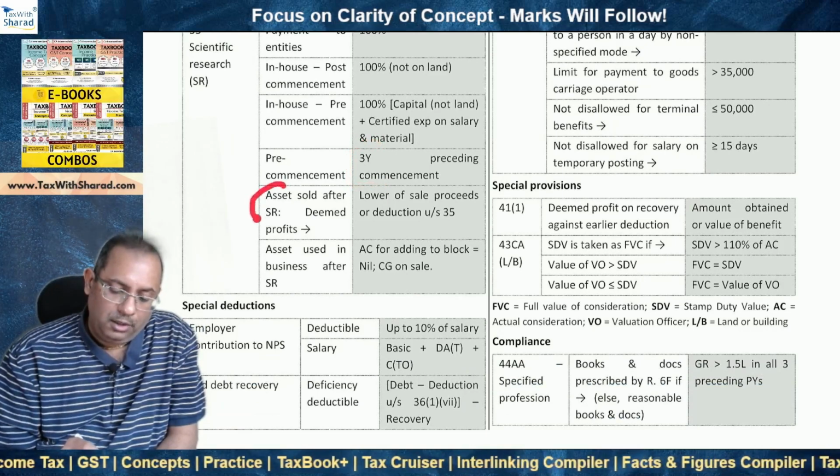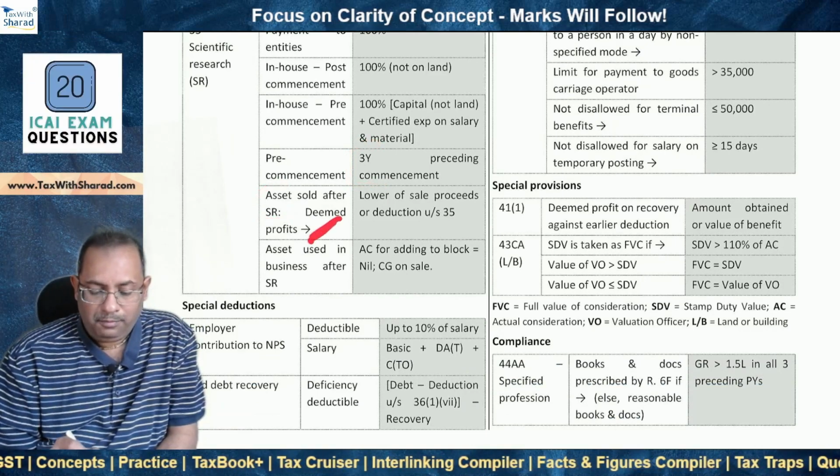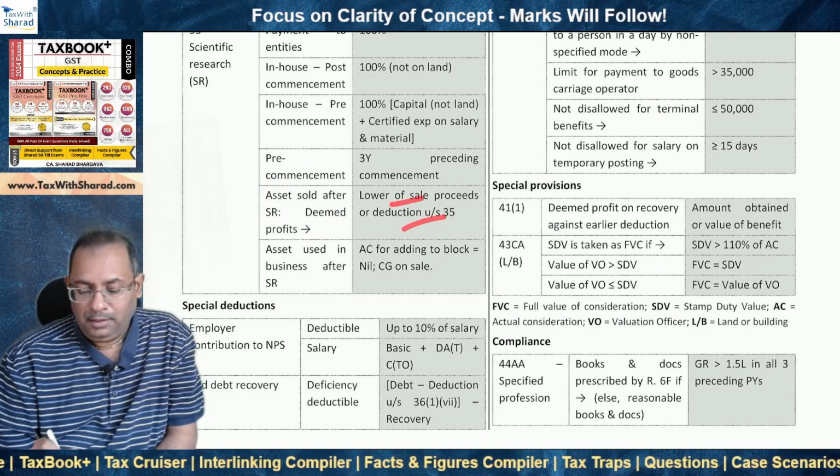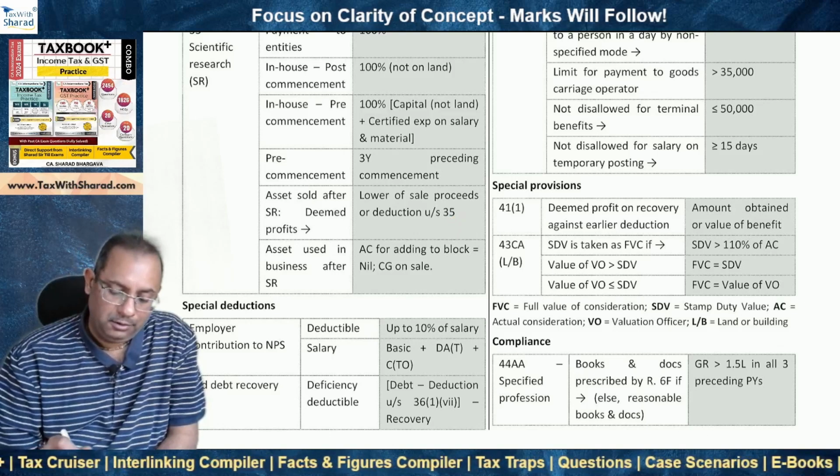Where the asset is sold after scientific research, then deemed profit arises, and the formula is lower of sale proceeds or deduction allowed under section 35. Capital gains also arise in case of sale.